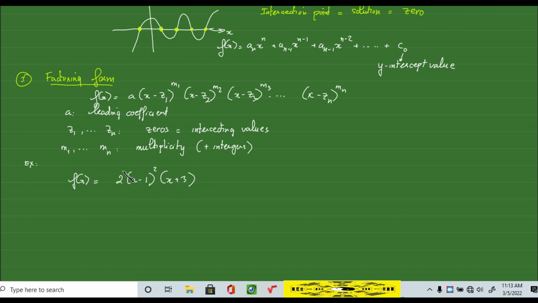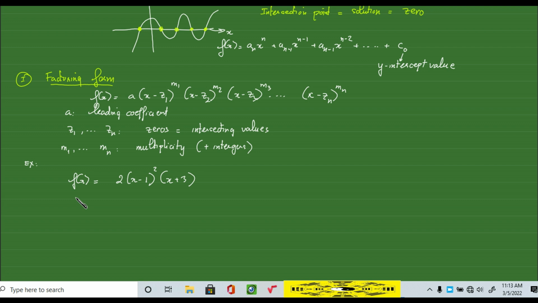Actually, it doesn't matter. Sometimes they put everything out of order. This is just the name. Okay, it's m1, m2. As long as you know that the m2 over here, the multiplicity, is corresponding to this 0, and the multiplicity over here, which is 1, is corresponding to this 0. So this is a typical example of a polynomial function in factoring form.